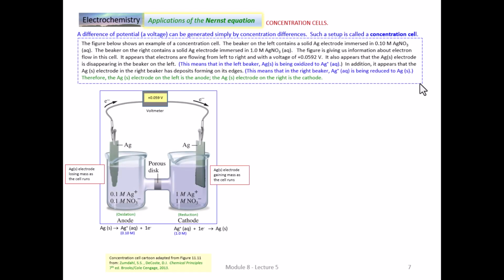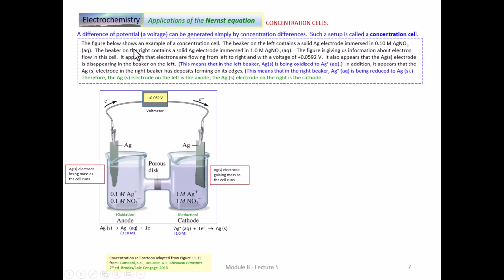Well, what I just put up here was a rather complicated looking diagram. We're going to work through this step by step, but this is an example of a concentration cell. So this figure is an example of a way we could, in the lab, set up a concentration cell. The beaker on the left-hand side contains a solid silver electrode immersed in a solution that's 0.1 molar in silver nitrate. So the solution in here is 0.1 molar in silver ions and 0.1 molar in nitrate ions.